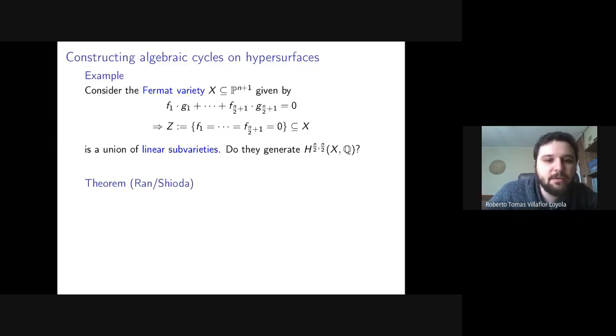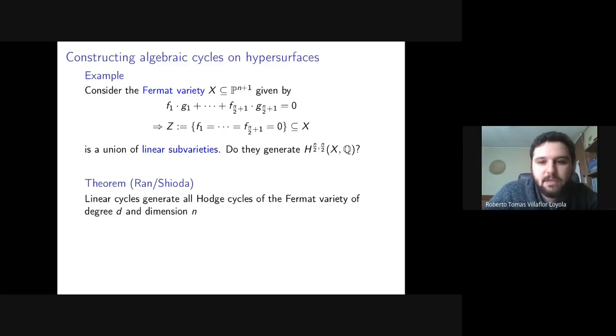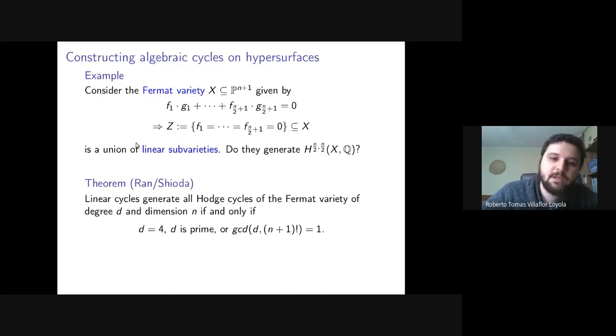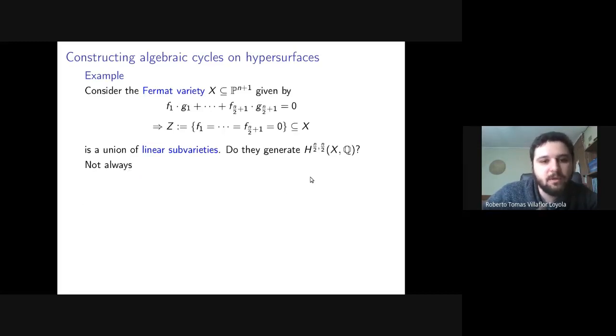So there is a classical theorem due to Rahn and Shioda that characterizes the Fermat varieties with this property. They said that the Fermat varieties where the linear cycles generate all the Hodge cycles are exactly the following ones: in degree 4, degree prime, or with degree relatively prime to (n+1) factorial. These are all. So the answer to this question is, well, not always. Not always are the linear cycles enough to generate all the Hodge cycles or even all the algebraic cycles.